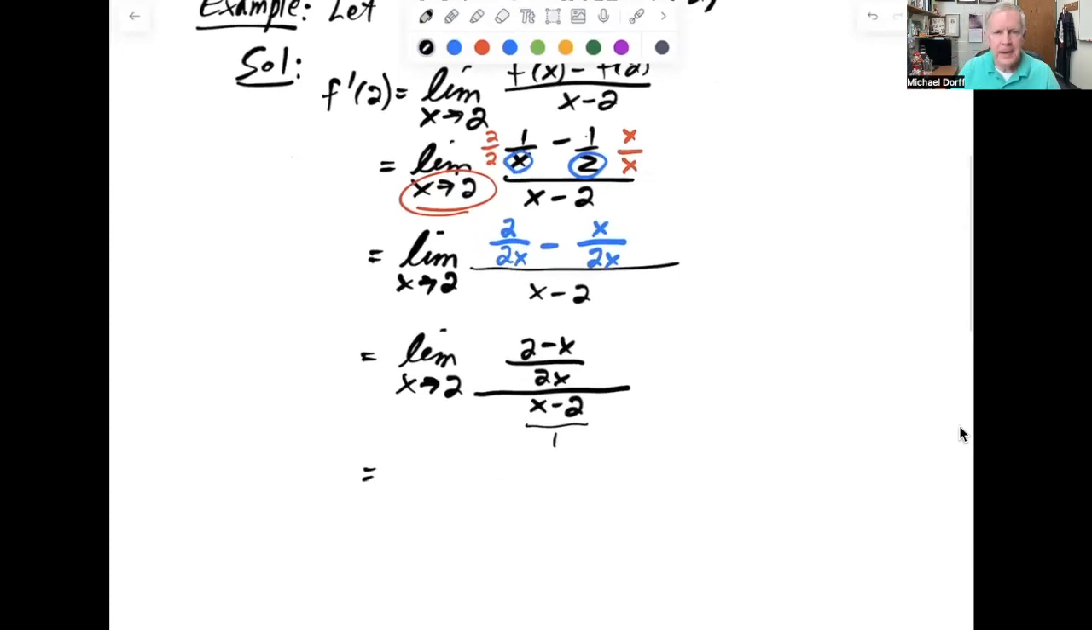And when I have a fraction over a fraction, that's the same thing as a fraction divided by a fraction. And I can divide fractions by taking the first fraction, writing it down, and then multiplying by the reciprocal of the second fraction.